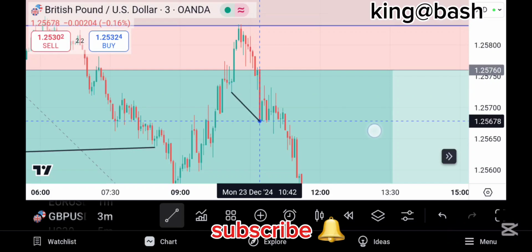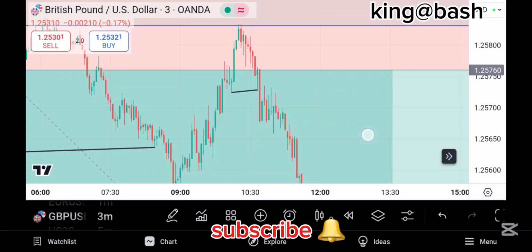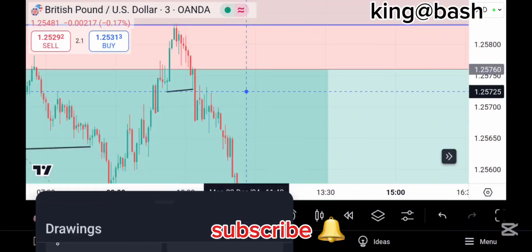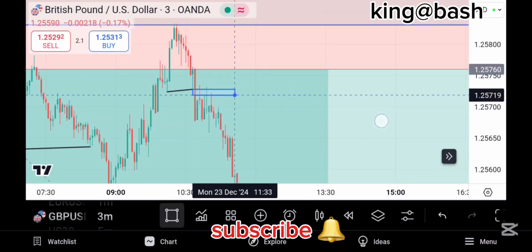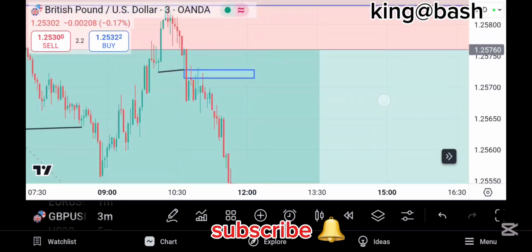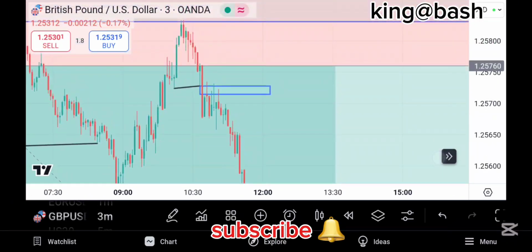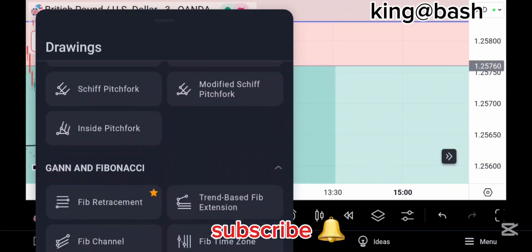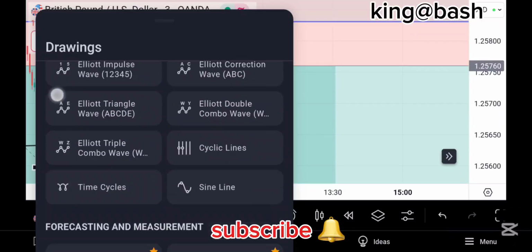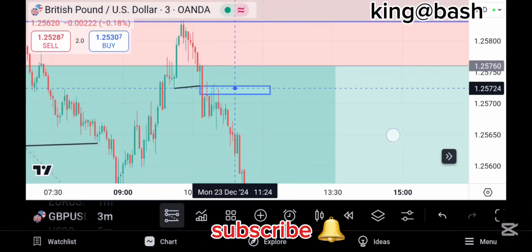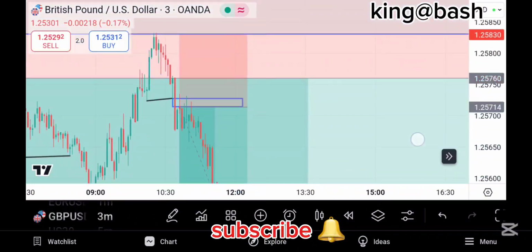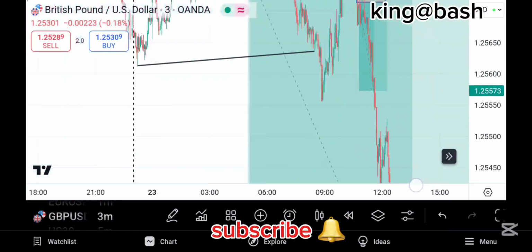Price swept this low, gave us a break of structure here, and price also made an imbalance here. Immediately price returns back there. This is where you look to short on the 2 minute time frame. You can enter your position here, short here. Your stop loss should be above this high, and you can target the low.